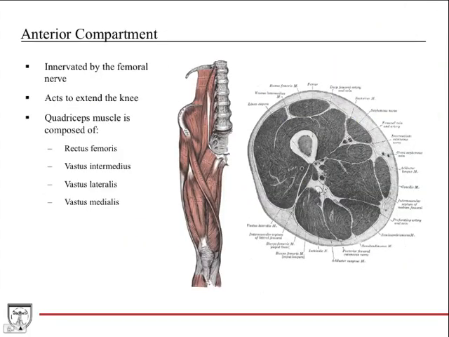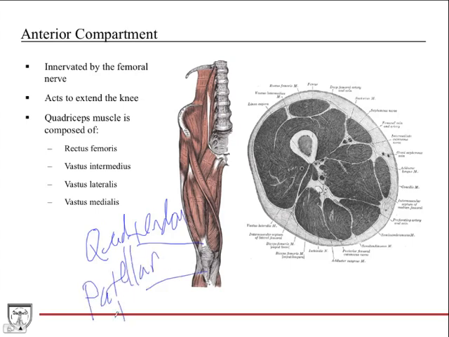So first, the anterior compartment. Like we said, it's innervated by the femoral nerve. It acts to extend the knee. So here are all the anterior compartment muscles, and as you can see, they all converge onto this quadriceps tendon, which then inserts onto the patella to then become the patellar tendon. So again, here's your quad tendon, and then here's your patellar tendon. And the patellar tendon inserts onto the tibial tubercle on the proximal tibia, and we'll talk much more about that in the knee lecture, but just to give you an idea.